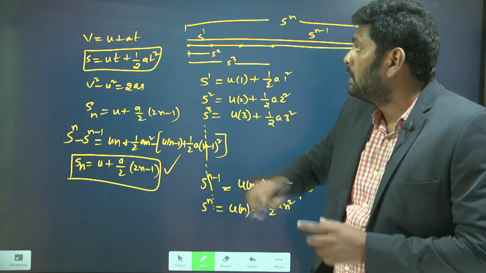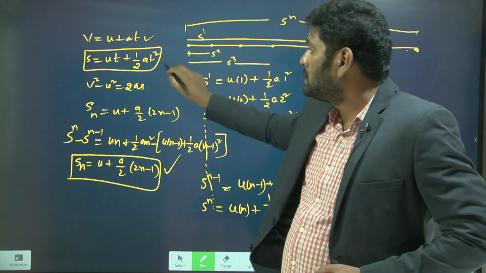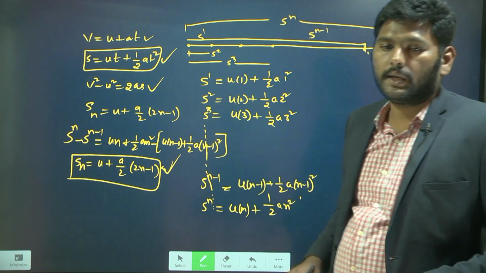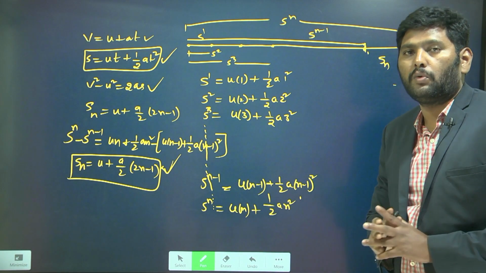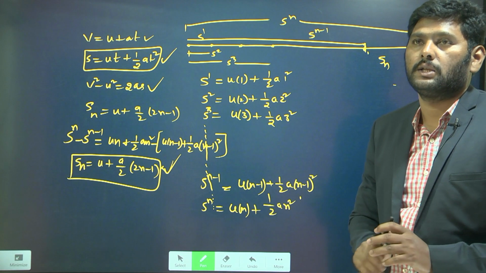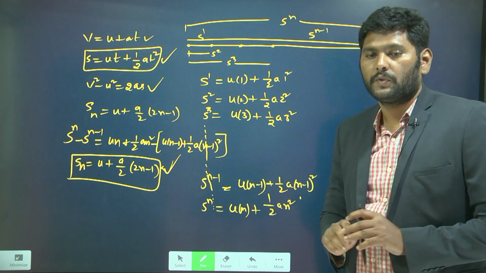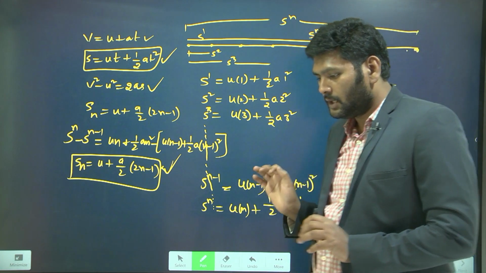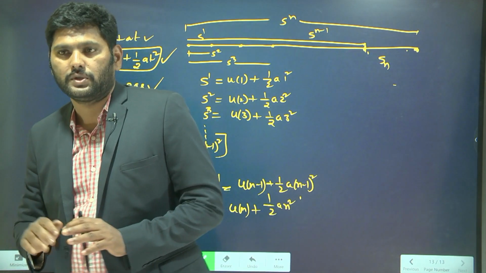So this is the first equation of motion, this is the second equation of motion, this is the third equation of motion, and this you can consider as the fourth equation of motion for kinematics, or motion of an object when it is moving with constant acceleration. So this is what we have, the equations of motion.